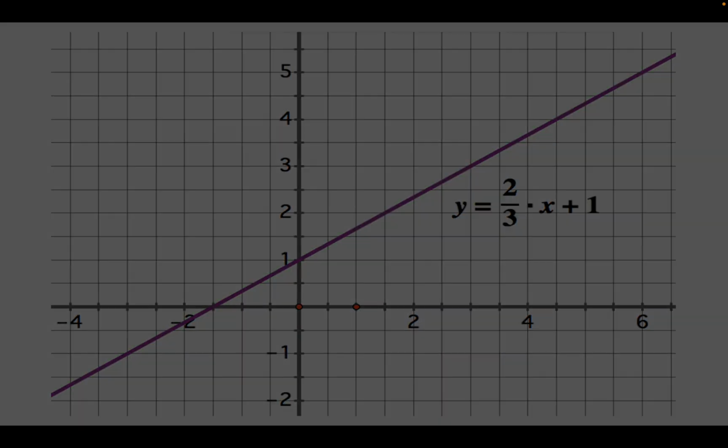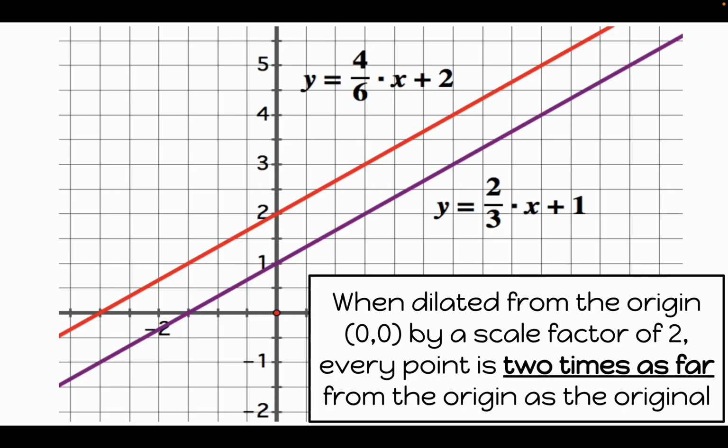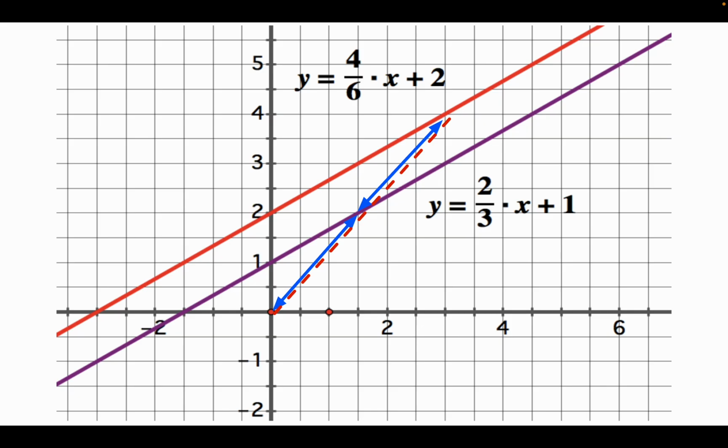Let's look at another example. We have 2 lines that are parallel. When dilated from the origin 0, 0 by a scale factor of 2, every point is 2 times as far away from the origin as the original. So you see that the purple line is 2 units away and the red line is 2 units away. Okay?